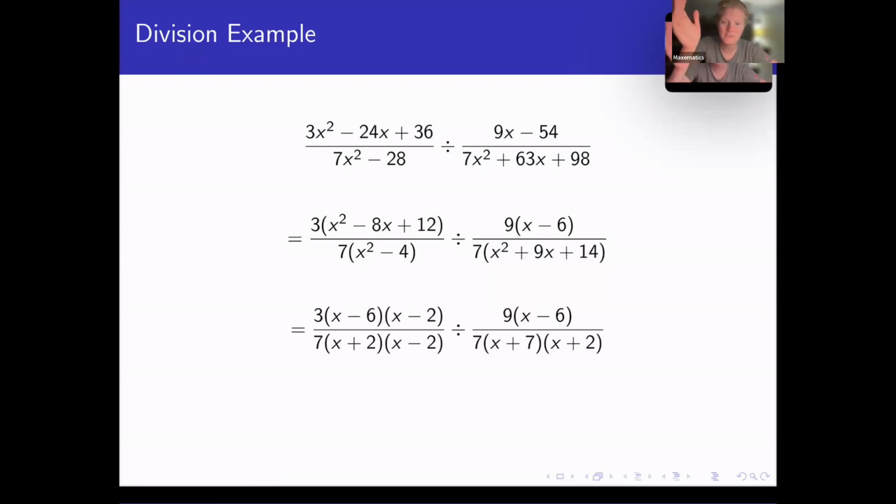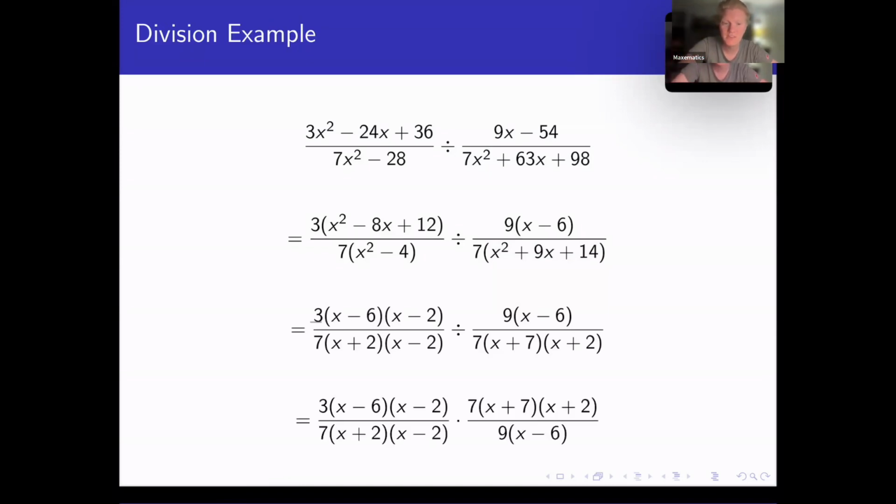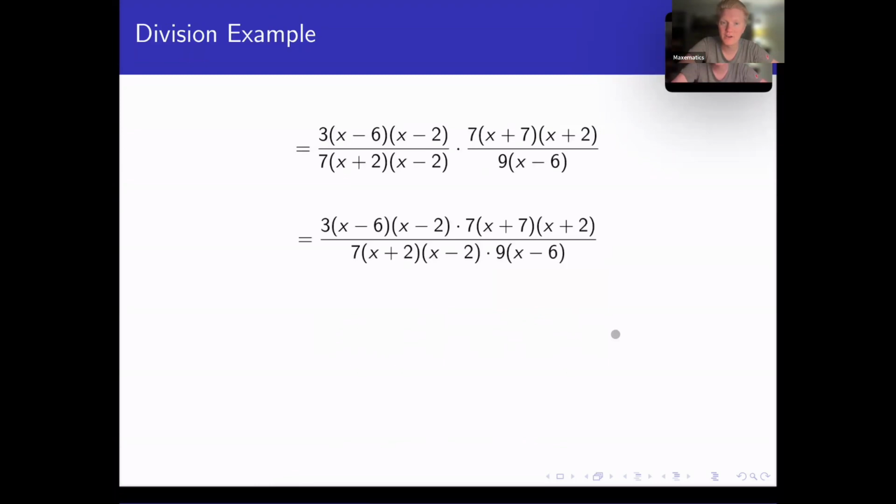Now let's go for the operation. And just like division for regular fractions, division for rational expressions is the same. Keep, change, flip. Keep the first, change the sign, flip the second. And now let's multiply across. Just combine all the numerators and denominators, and let's see what can cancel out. Well, x minus 6 can cancel out. x minus 2 can cancel out. A 7 can cancel out. And an x plus 2 can also cancel out.